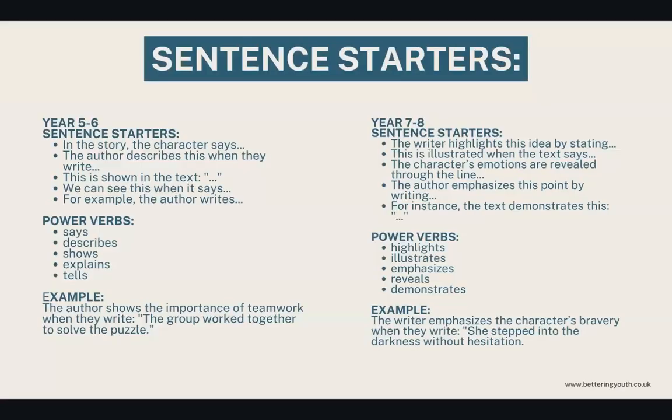Let's start thinking about sentence starters. If your child really is looking for sentence starters, here are some common ones broken down into specific year groups. So between year 5 and year 6, common positive, effective sentence starters can look like: in the story, the character says; the author describes this when they write; this is shown in the text: your quote; we can see this when it says; for example, the author writes. Your power verbs here are says, describes, shows, explains, tells. An example: the author shows the importance of teamwork when they write, "the group worked together to solve the problem" or the puzzle.